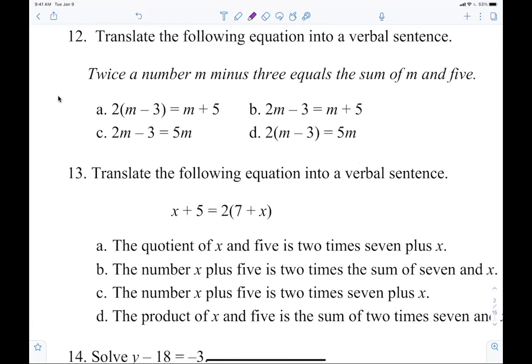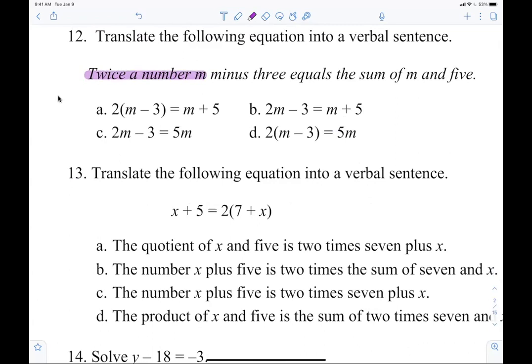All right, now twice a number m minus 3. Does that require parentheses? No, because the operations aren't right next to each other. So twice the number m, what does twice the number m mean? 2 times m. 2 times m. All right.